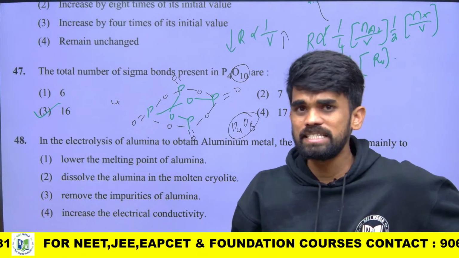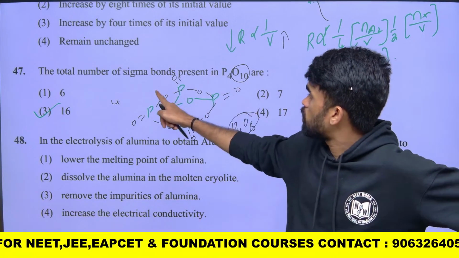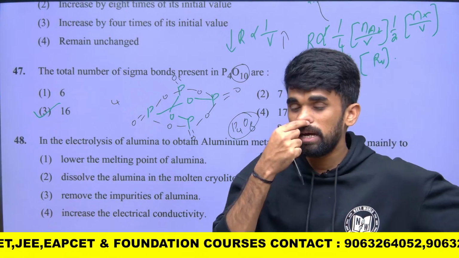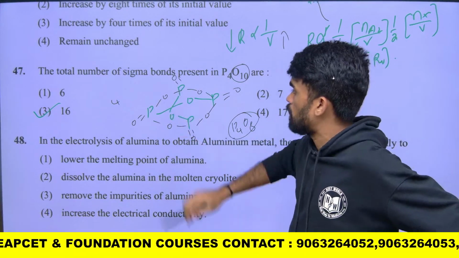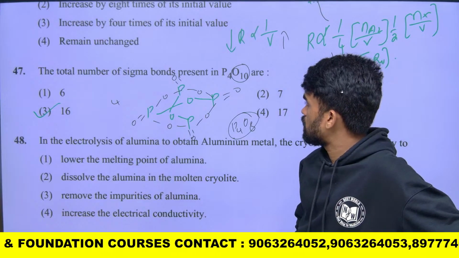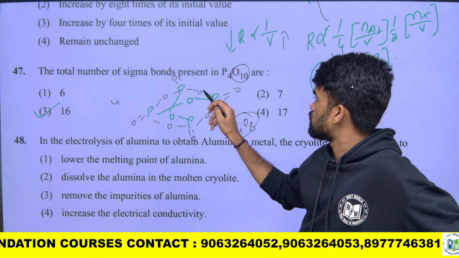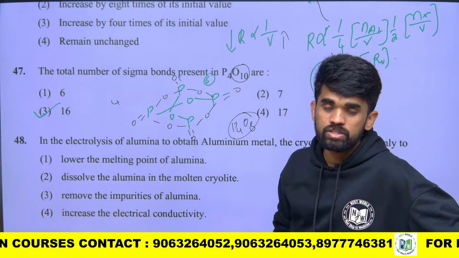Now in the exams, last year they asked about the number of sigma bonds, and this year we may expect the number of POP bonds. So how many POP bonds are there? 1, 2, 3, 4, 5, 6. 6 POP bonds are there. Like this you need to answer.